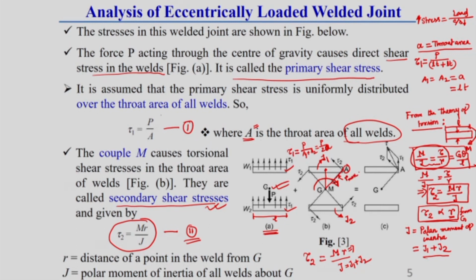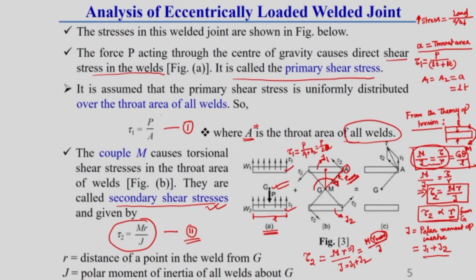So, we should consider this R distance, for designing this type of problem, as that point which is the farthest distance from the G of the weld. You should keep this in mind. Here the farthest distance is A, that is why we consider R max in this analysis. So, we should consider tau 2 equal to tau 2 max, which will be M into R max divided by J. This also you should keep in mind. So, for finding tau 2, we should consider the farthest distance of the weld from G.